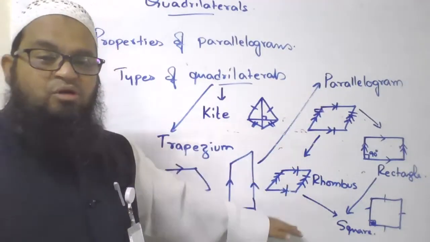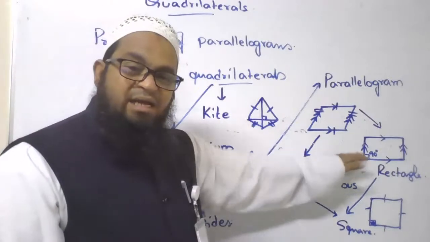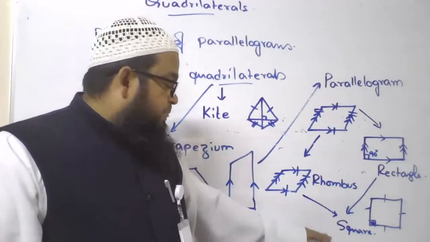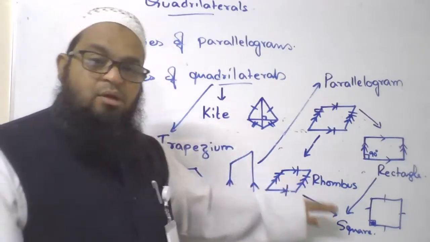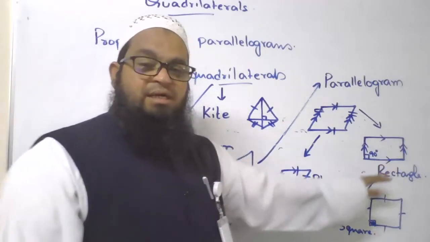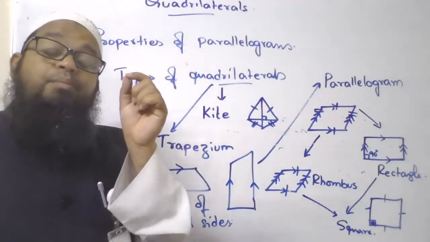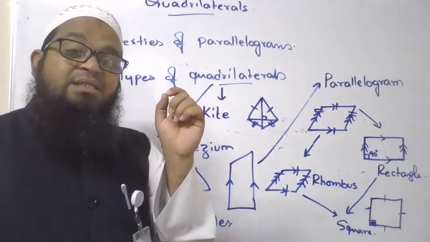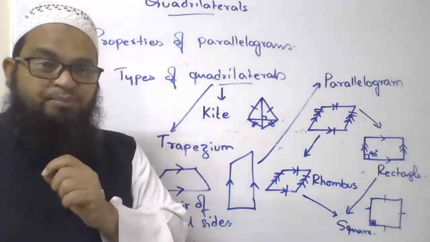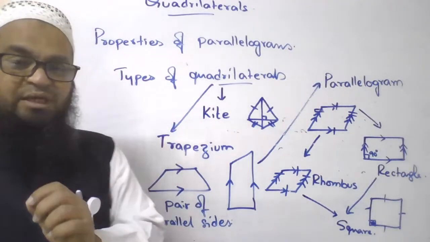All rhombus cannot be squares. All rectangles cannot be squares. But all squares can be rhombus. All squares you can call as rectangle. All squares you can call as parallelogram. Because they are satisfied, the conditions are satisfied. Understood? I hope you understood everything.